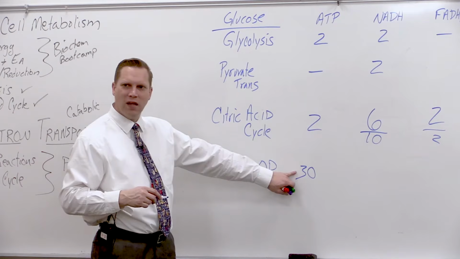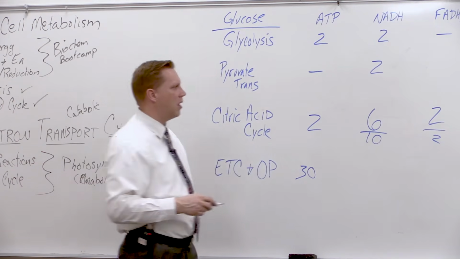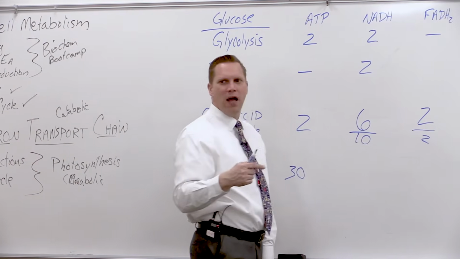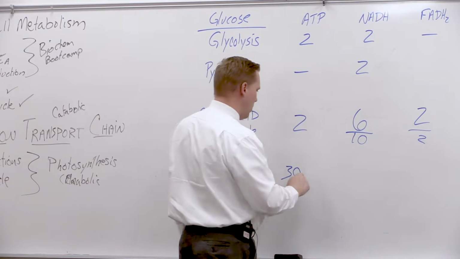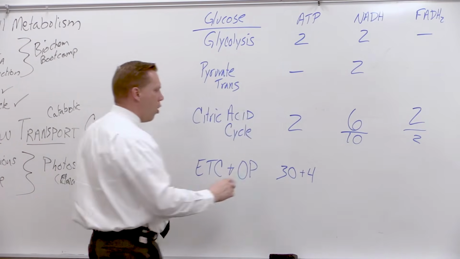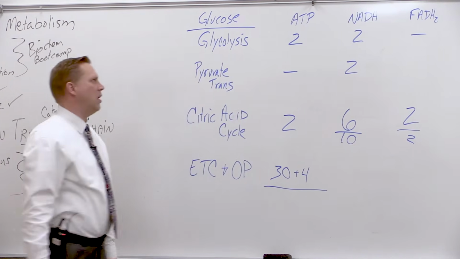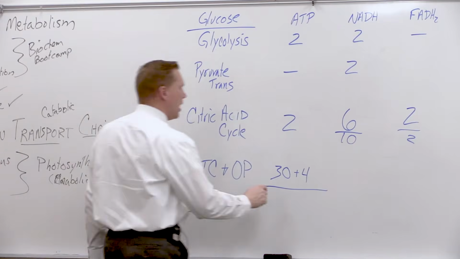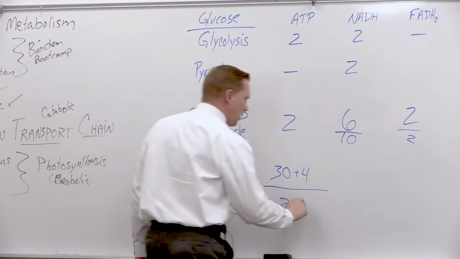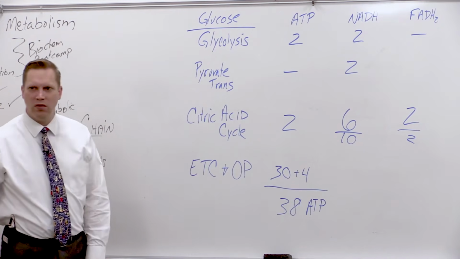Remember I said that those NADHs hold a lot of power, and that's where we're going to get a lot of our ATP from. And then our FADH2s, we're going to take that 2 and multiply it by 2 ATPs. So we're going to get a total of 4. So over this whole process, we add up the number of ATPs that we get, and the maximum total is about 38 ATPs per glucose molecule.